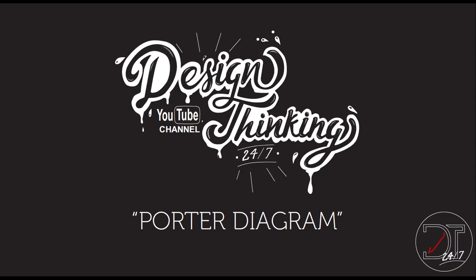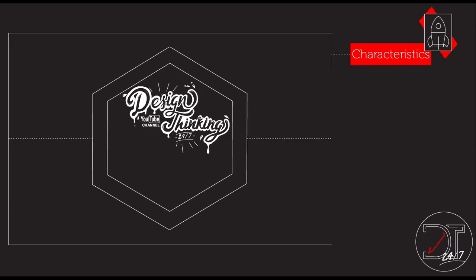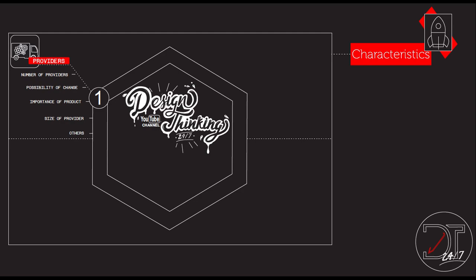Okay, so like I was telling you, we have five specific elements that we're gonna be analyzing. The first one is the providers. The providers are really important because if you are in a production line, if you are producing something, you need to know and really understand how many providers you have. It means the number of providers.